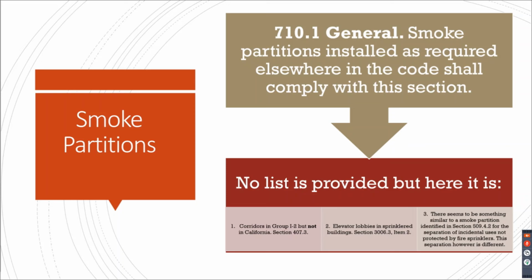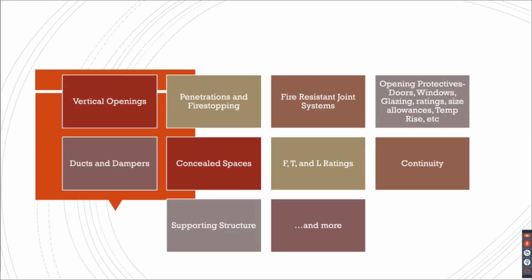There's not a list provided in the code where you see smoke partitions, but we provided one here for you. It's, again, in corridors in I2s in other parts of the country, not here. We have 1 hour fire partitions. Elevator lobbies in sprinklered buildings, you go to 3006.3, item number 2. And then there's something similar to smoke partitions in 509.4.2 for incidental uses, but again, this doesn't have to do with us because you need the separation and the sprinklers.